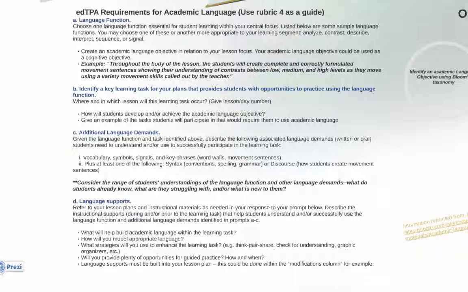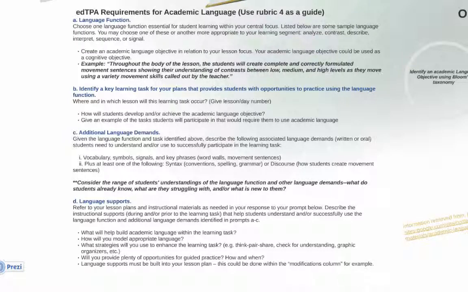If you can follow this step by step and you can grasp each of these A, B, C, and D areas, you will be in a great position to bring the academic language not only to the forefront in your edTPA, but into your classes where it's most important. It's essential for students to feel like they can comprehend what's going on. So for A, the language function, you're going to choose one language function that's essential for the student learning whatever your central focus is.